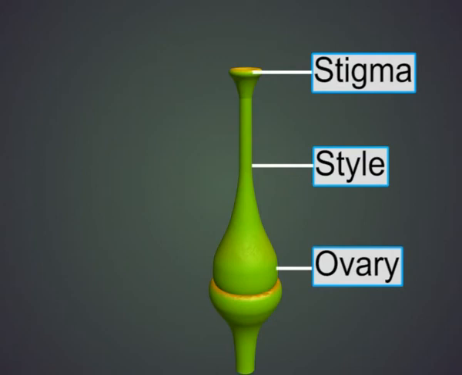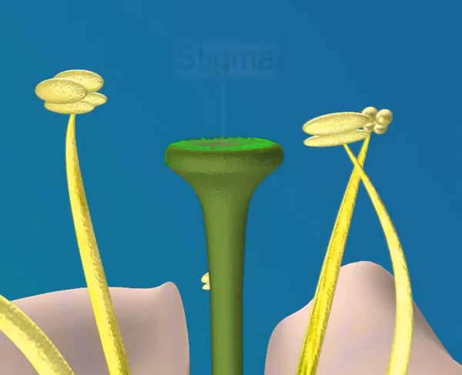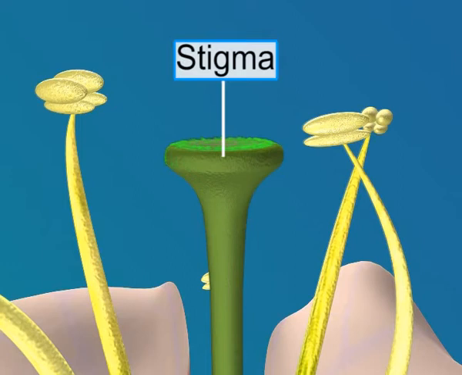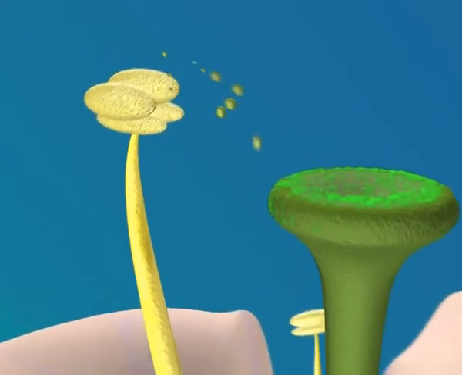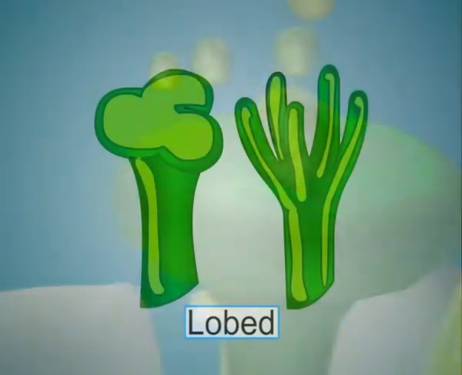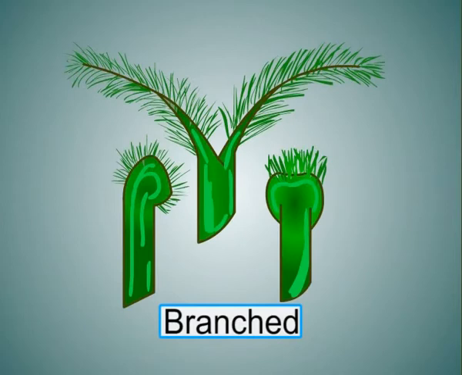These three structures are often termed as pistil. A pistil may consist of a number of carpels merged together. The sticky tip of the pistil, the stigma, is the receptor of pollen. The stigma may be lobed, funnel-shaped, branched or feathery.